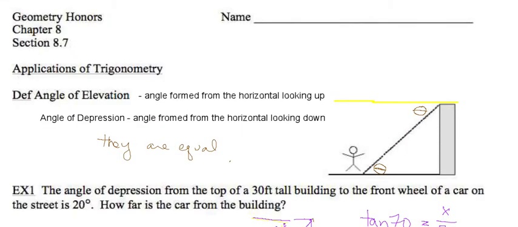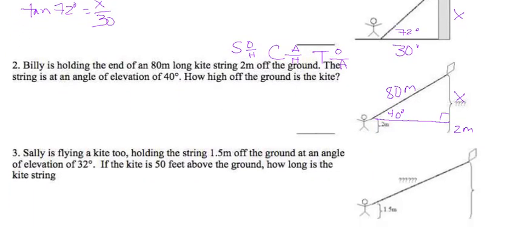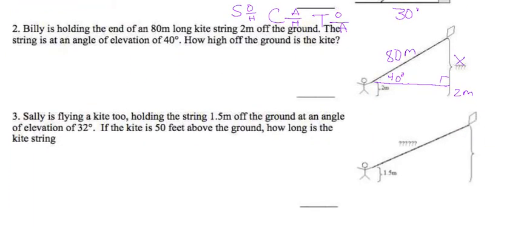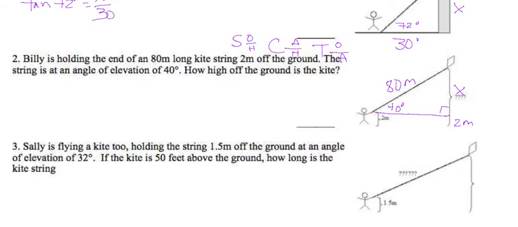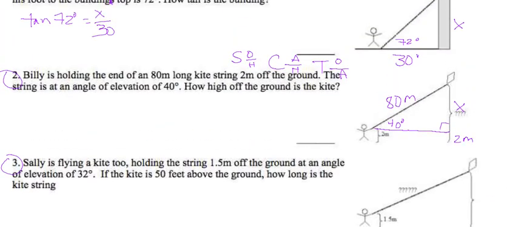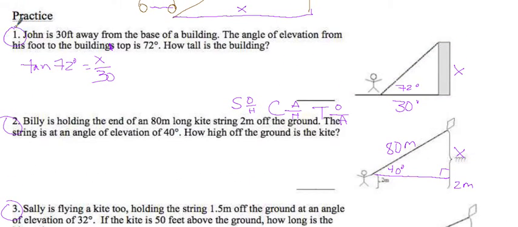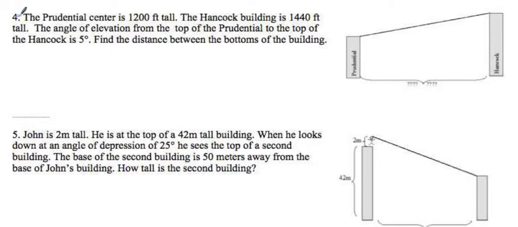So this is what I'd like you to do. For homework, you are not finishing this entire worksheet because it's quite long. You are going to do the first page, which is 1, 2, 3, right? You're going to do Sally, Billy, and of course finish John. And then on the next page, you are going to do 4, 5, and 6.